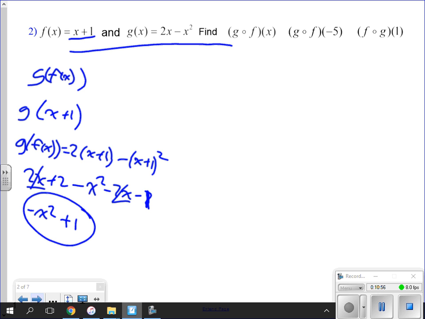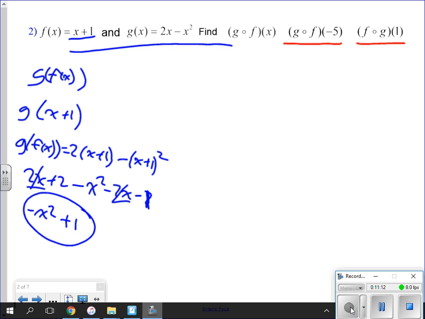Yeah, probably do. Okay, so here's what I want you to do. There are two more up here: F of G of F of -5 and F of G of 1. Find those two, please. Okay, so let's go ahead and do these.